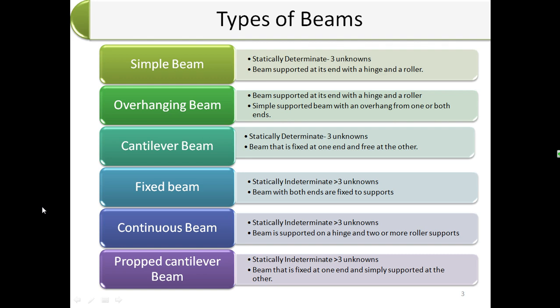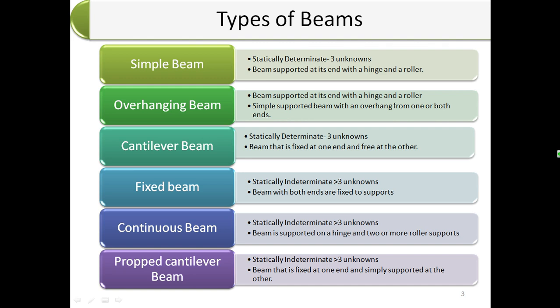Let's see the types of beams. What are the different types of beams? The first one is a simple beam. A simple beam is nothing but a beam supported at two ends. At one end it is a hinge, the other end is a roller. Both the ends are supported, and at both supports the number of unknowns should not exceed 3. If the unknowns are only 3, the beam is known as a statically determinate beam.